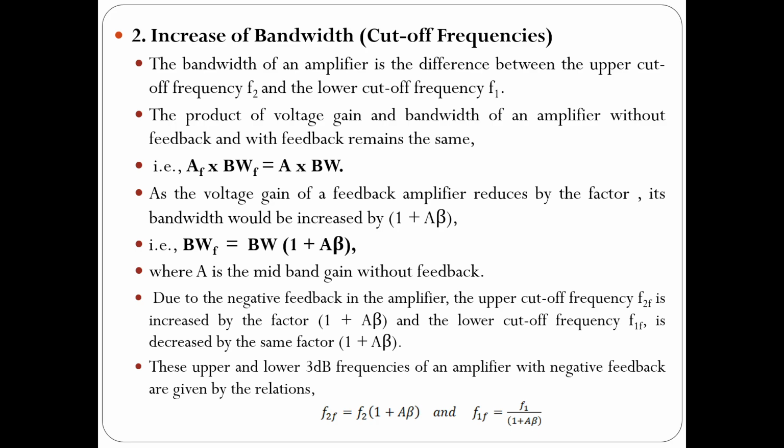Next, increased bandwidth. The bandwidth means the difference between the upper cutoff frequency and the lower cutoff frequency. Here AF into BWF is equal to A into BW, and the bandwidth is increased by a factor of 1 plus A beta. So BWF is equal to the bandwidth times 1 plus A beta.